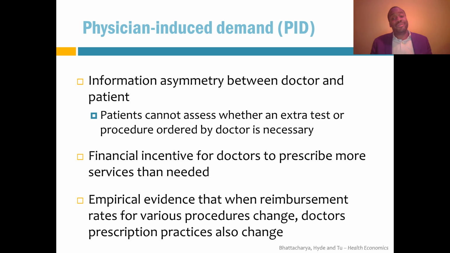So financial incentives for doctors to prescribe more services are needed. There's actually empirical evidence in the textbook, in your readings, that when reimbursement rates for various procedures change, doctors' prescription practices also change. The simplest example is this: this health plan pays me $100 a visit. This health plan pays me $300 a visit. If two people are booking appointments, who am I going to do first? Now, in a perfect world, it wouldn't matter, first come, first served, but that's not how it operates. There's certain practices, I'm sure, where the type of insurance weighs into the decision making.